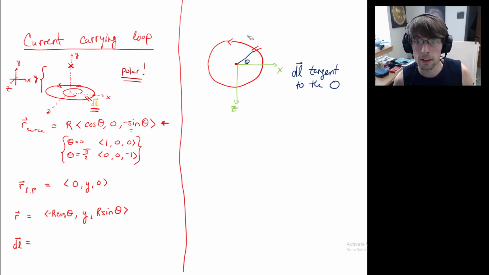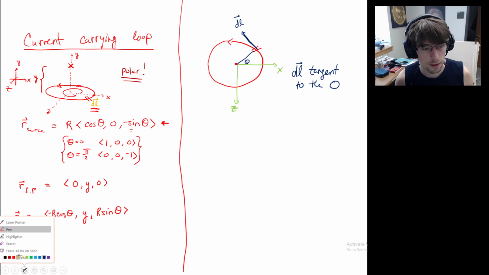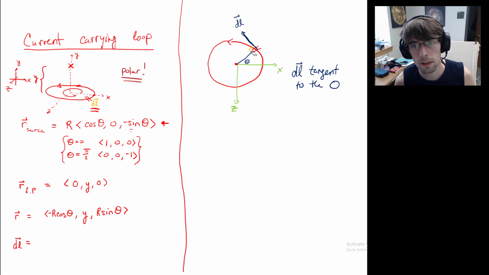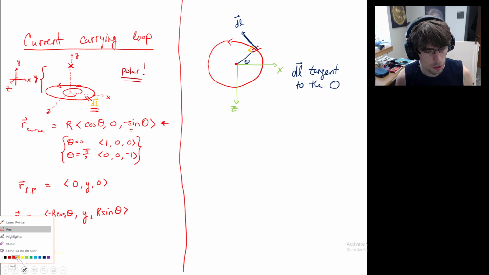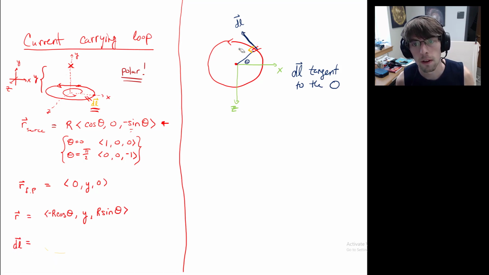Let's do a little bit of geometry to figure out what the direction of dl is, keeping in mind that this is perpendicular to that. So those two purple lines are supposed to be perpendicular. You probably already are ahead of me. So let's draw in a line parallel to the x-axis.